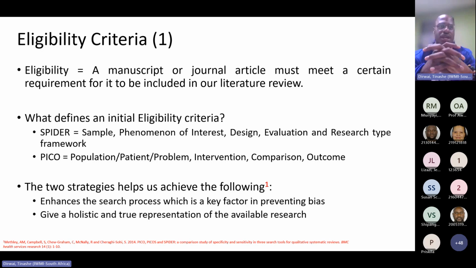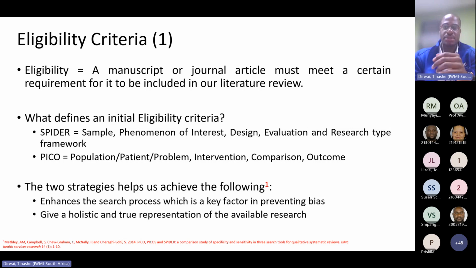We have two approaches, right? You have the SPIDER and the PICO approach. The expanded statement for SPIDER, for each acronym, is sample, phenomenon of interest, design, evaluation, and research type framework. Or you can use the PICO or the PICOS, which is population, patient, problem, intervention used, comparison, and outcomes. The PICOS has a sample in it. What do they help you with? They help you enhance the search process. So they improve eligibility and prevent bias.